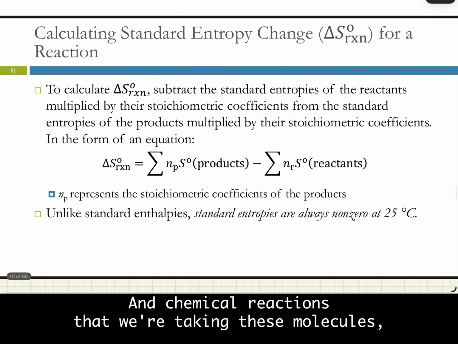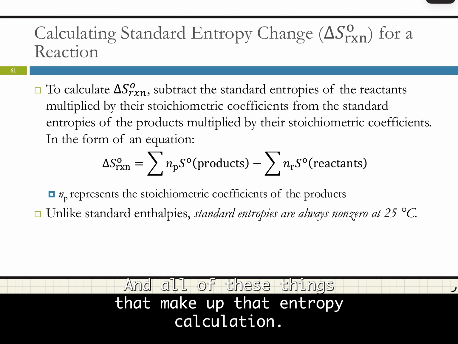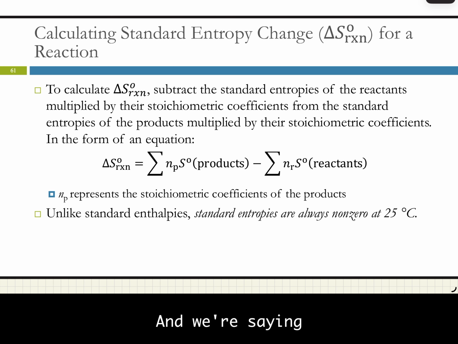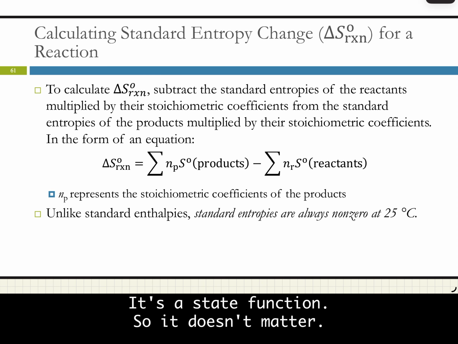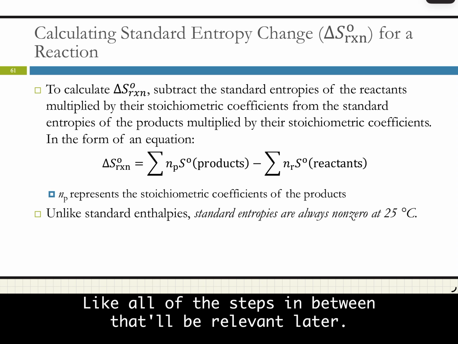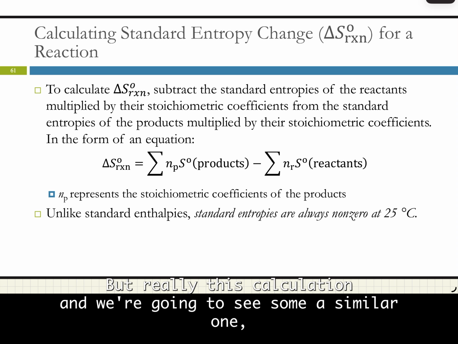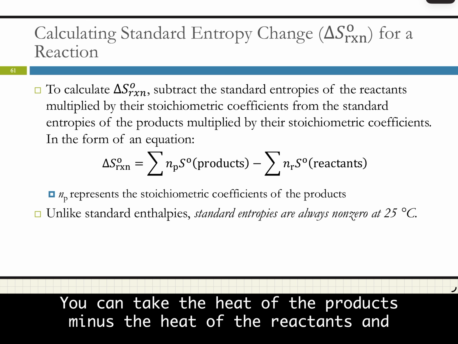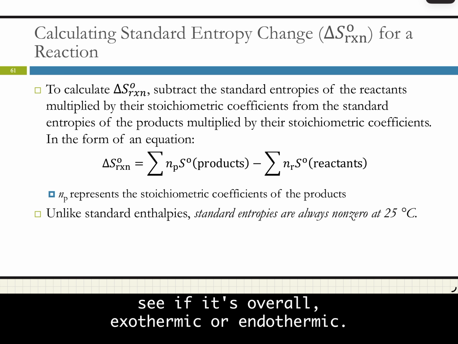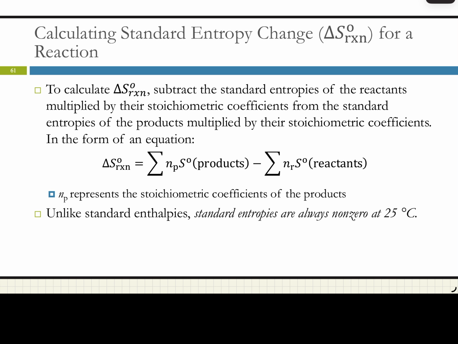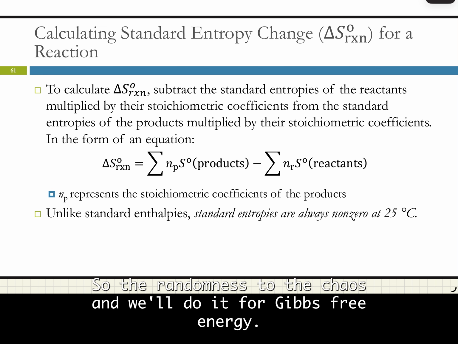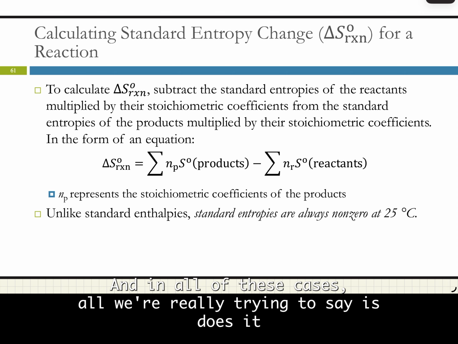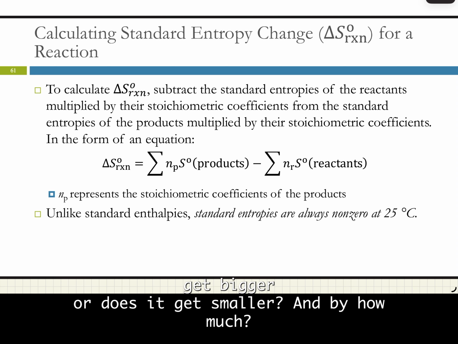In chemical reactions, we're taking these molecules, breaking them apart, and all of the things that make up that entropy calculation. And we're saying, how does it change? It's a state function, so it doesn't matter what all of the steps in between are. That'll be relevant later. But really, this calculation, and you've already seen one for enthalpy, for delta H, right? You take the heat of the products minus the heat of the reactants and see if it's overall exothermic or endothermic. We'll do it for entropy, so the randomness or the chaos, and we'll do it for Gibbs free energy. And in all of these cases, all we're really trying to say is, does it get bigger or does it get smaller, and by how much?